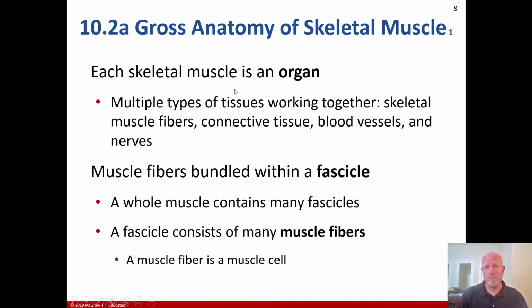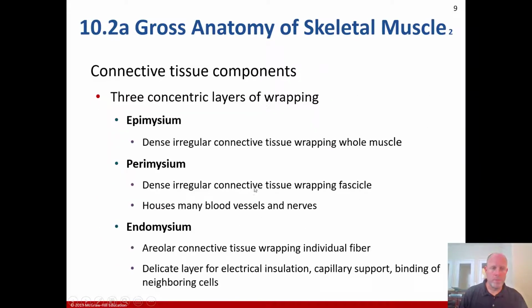Each skeletal muscle is an organ. Multiple types of tissues are working together. We have skeletal muscle fibers, connective tissue, blood vessels, and nerves, essentially our primary ones here. Our muscle fibers are bundled within a fascicle. A whole muscle contains many fascicles, and a fascicle consists of many muscle fibers. A muscle fiber is a muscle cell. For the connective tissue components, we have 3 concentric layers of wrapping around the fibers and the different layers of muscle groups to form the entire muscle itself.